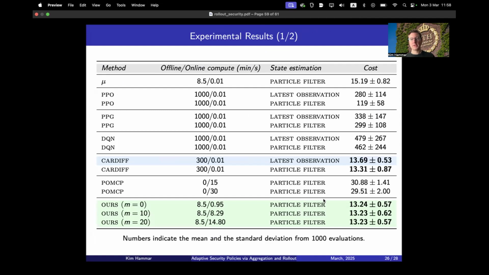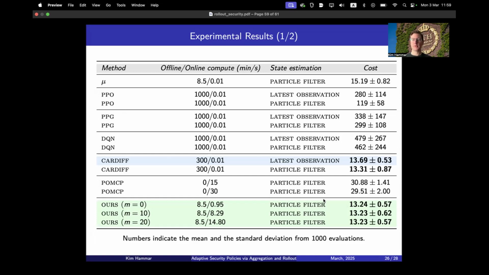So the first column indicates the method, the second column indicates the compute time, the third column indicates the state estimation. So the current deep reinforcement learning methods do not maintain any belief, and they just use the latest observation as input to their neural network. But to enable a fair comparison with our method, I also evaluated them with the particle filter as input. And the final column, the fourth one, shows the cost.